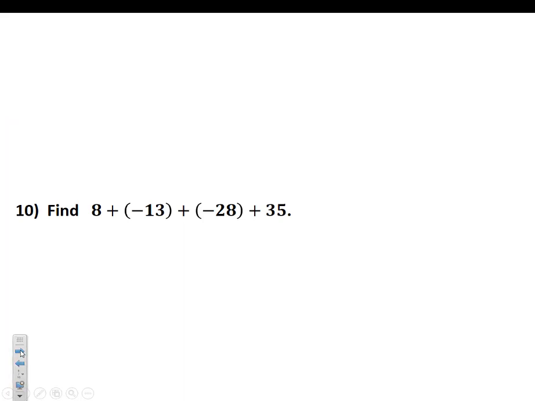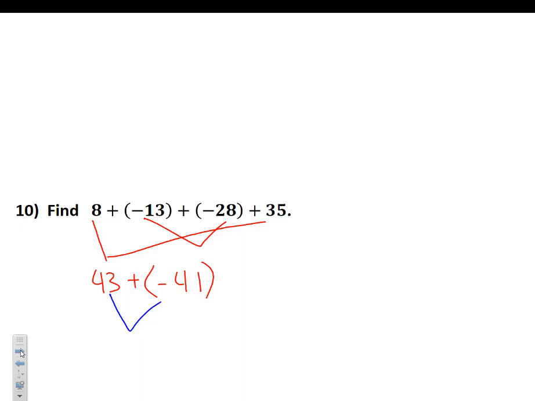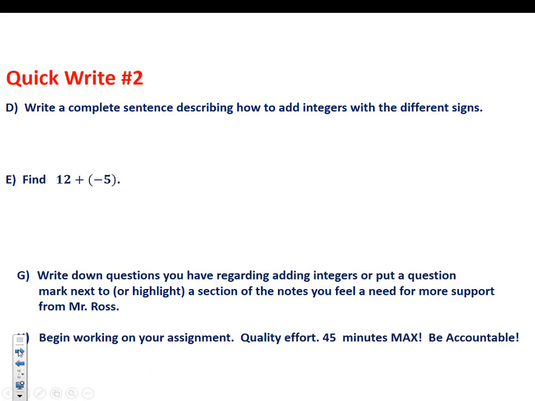Doing it one more time, finding 8 plus a negative 13 plus a negative 28 plus 35. Well, wow, we have an awful lot of add-ins here. Some are positive, some are negative. So again, I'm going to find like signs, because that's what I like to do. 35 and 8 is 43, plus, well, I have a negative 28 and a negative 13. And when I add those together, I get negative 41. So now I have opposite signs. I'm going to subtract. 43 minus 41 is 2. And since the 43 is bigger and it's positive, my answer is 2 when I add all those together. That's what I like to do. Find the same signs, add and keep, and then I find the different signs and I subtract, keeping the sign of the bigger number.